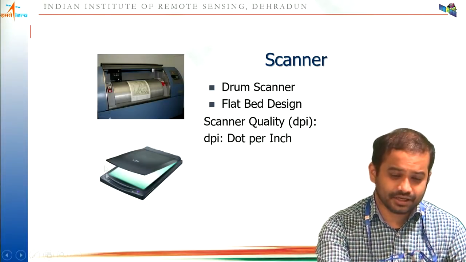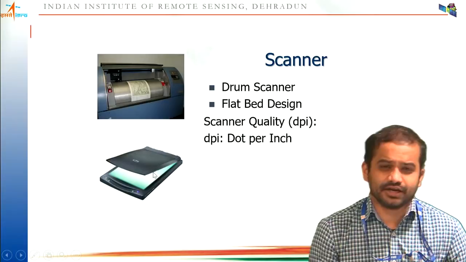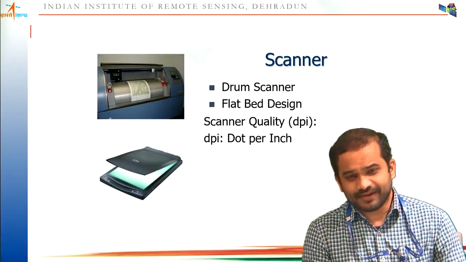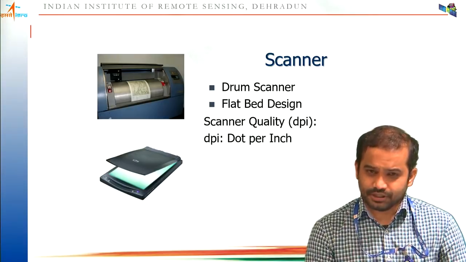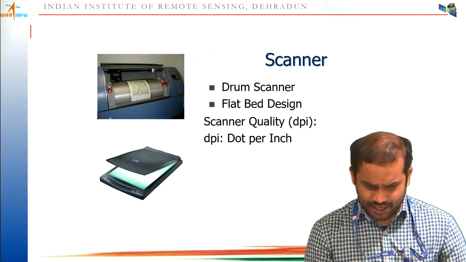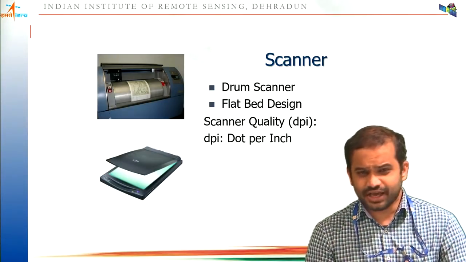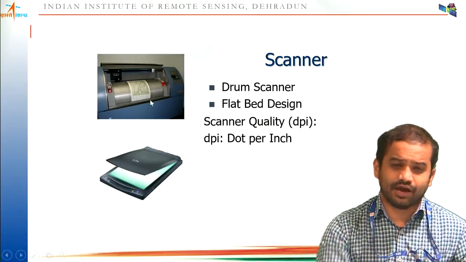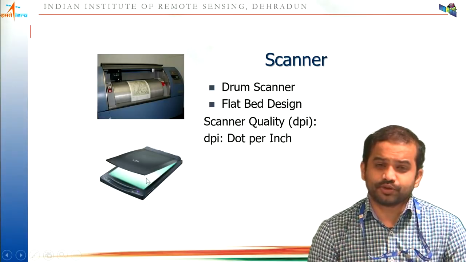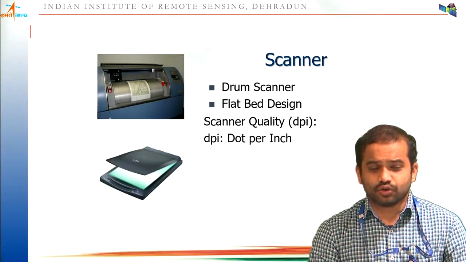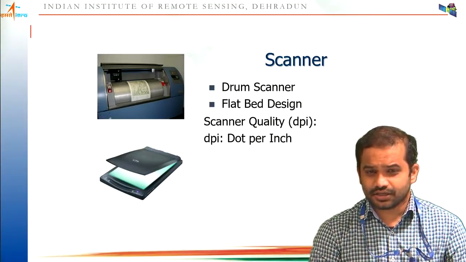And the flatbed scanner is very common in all office and home uses. It has a flat bed, a glass like thing, and on top of that you put a paper. Generally it comes in A4 or A3 size, but with a drum scanner you can have any size from A0 to A3. On top of that you put a paper, and then you close the lid and you scan it, right?